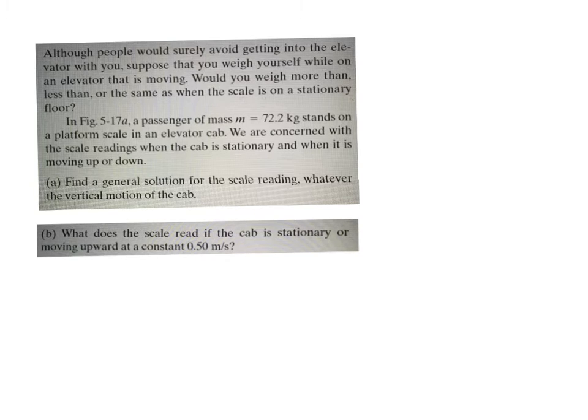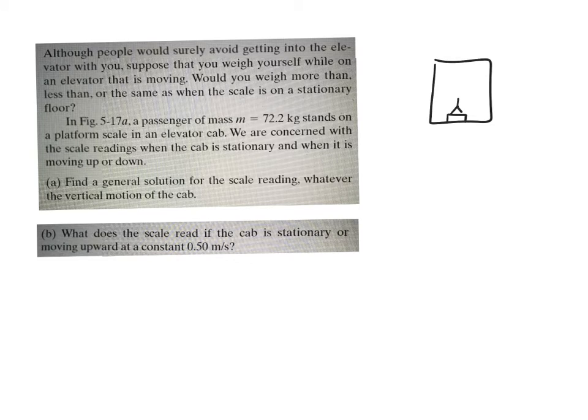It says here, first, would you weigh more, less, or the same? We already discussed that idea. A passenger of mass 72.2 kilograms stands on a platform scale in an elevator cab. So I'm going to draw an elevator real quick. Here's the scale, and here's the person. Now, in this problem, I'm going to look at the person as the free body diagram. Here's the person. The person's weight acts down, and the scale pushes back up with whatever the normal force is.